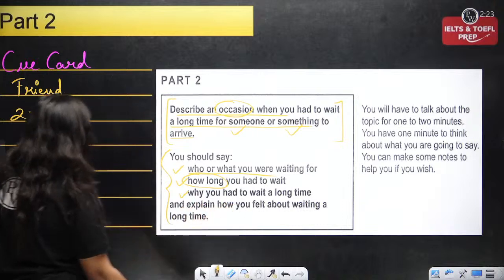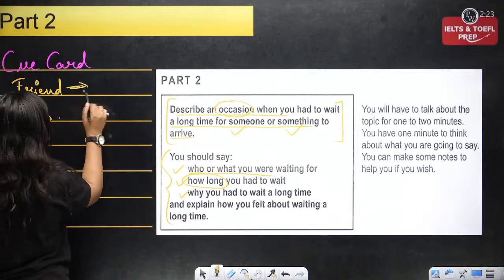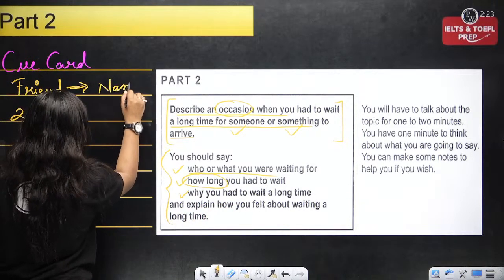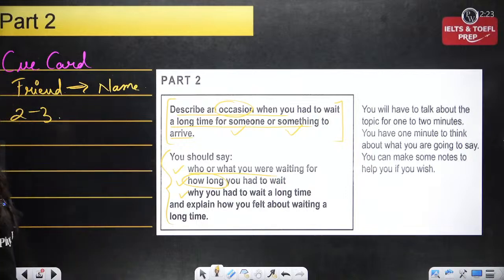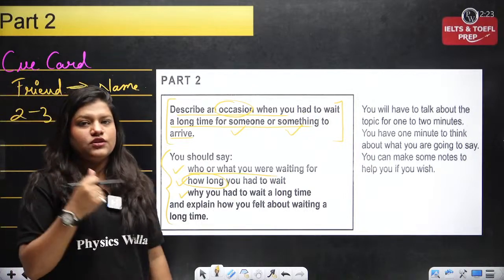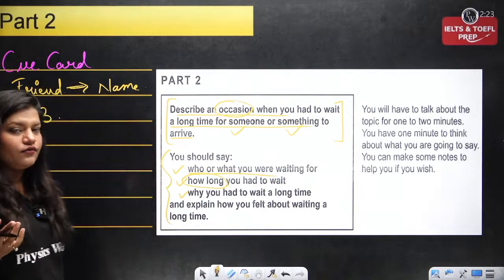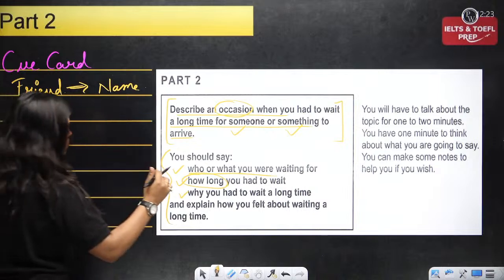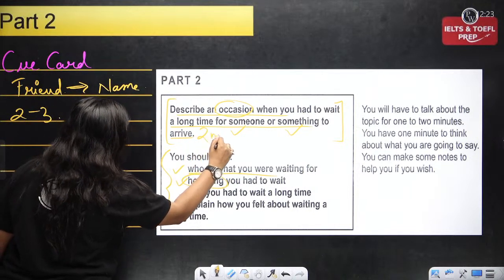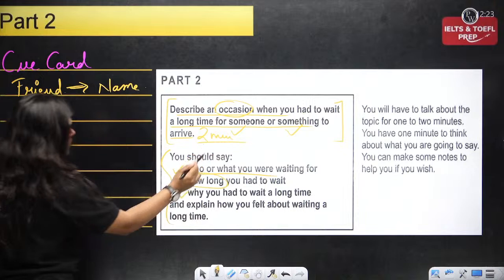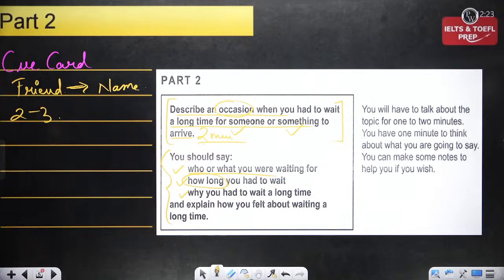Why did you have to wait for so long? It's a friend, so write the friend's name here, it will work. Okay, in additional information, if you are actually catering to the question, and you want to go ahead, you can add information as much as you want. You have to speak for 2 minutes. In order to complete that 2 minutes, you can elaborate on your responses depending upon the question.